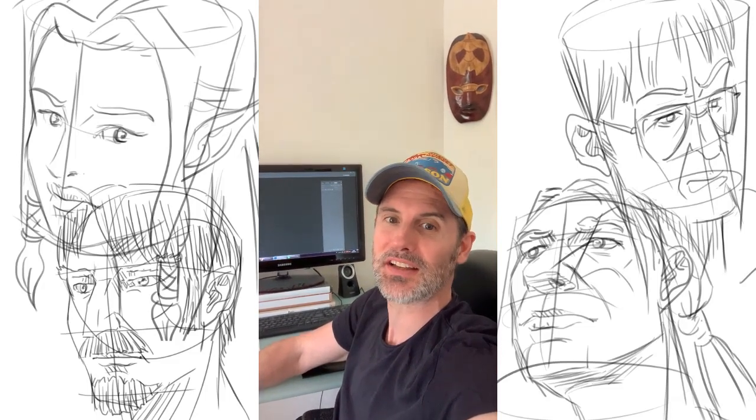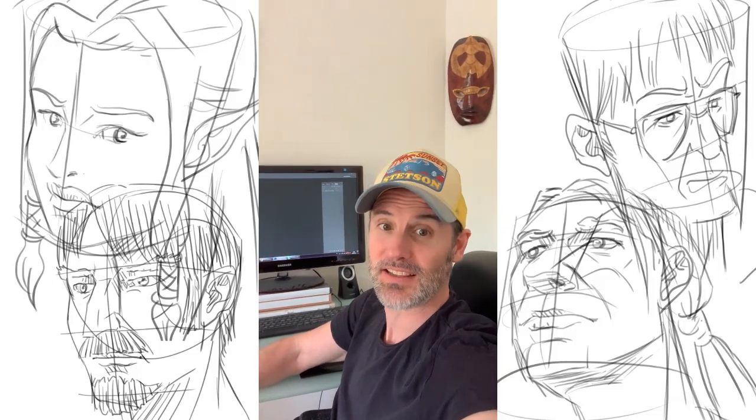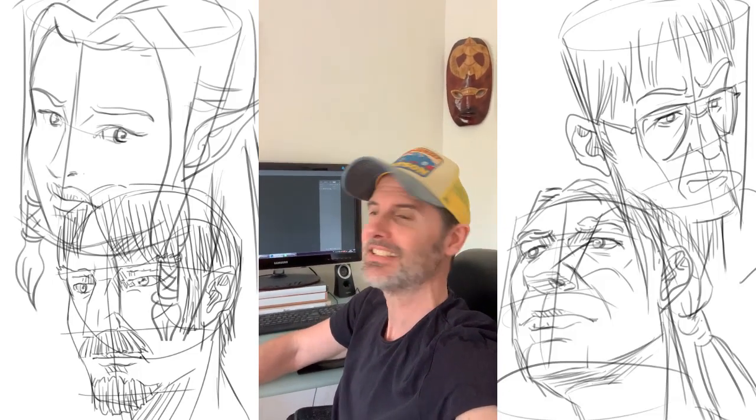Hello everybody. Today we're going to draw different heads under different angles and we're going to try and personalize them. So let's go. I'm going to start with a circle and a smaller one inside for the side of the head.